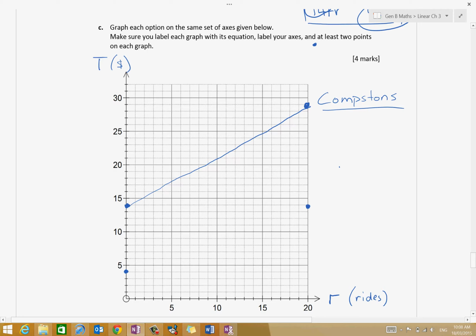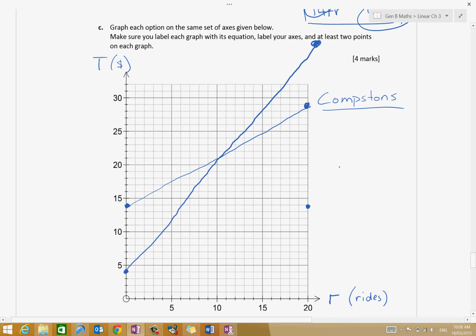And where did we say they meet? Didn't we say at 10 rides? Oh, yeah, but then actually, let's just get an idea. Oh yeah, that's going to be pretty good. Okay, so at 10 rides they cross, and then we're going to work out how much it cost.